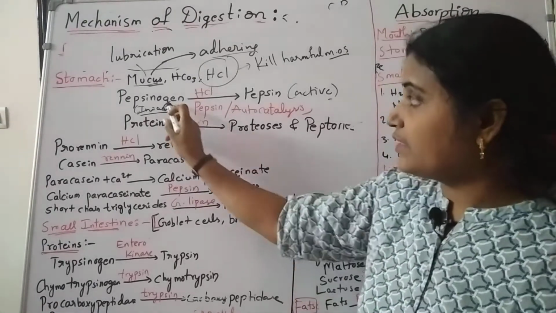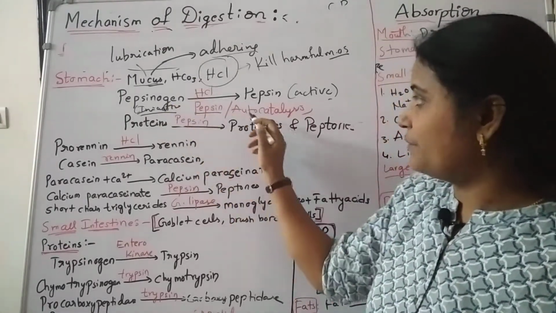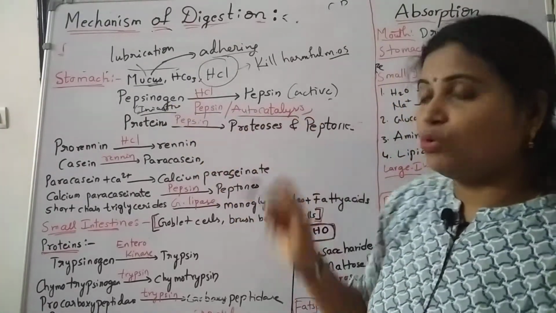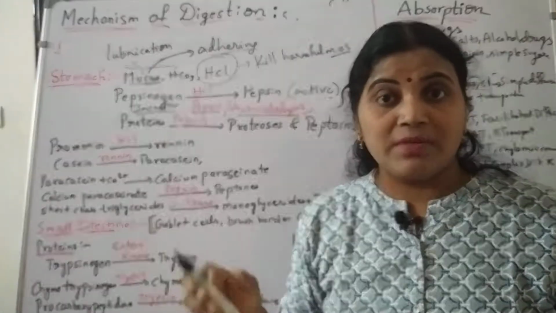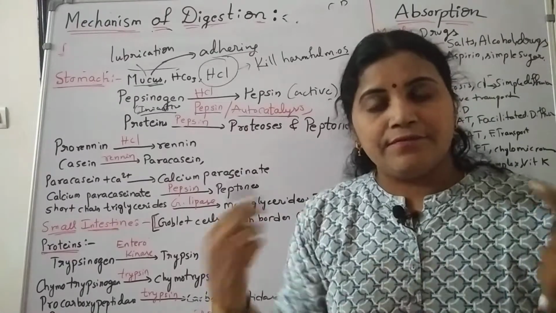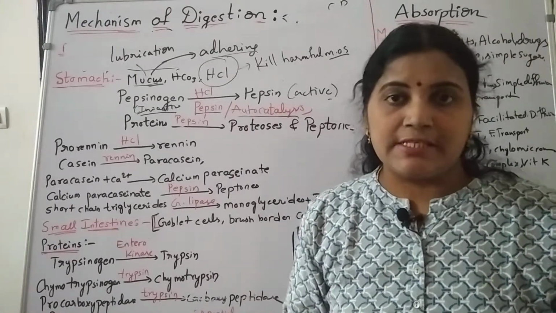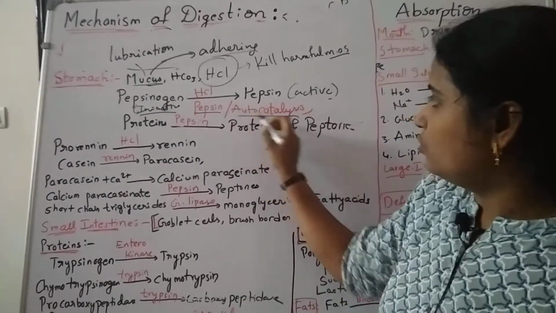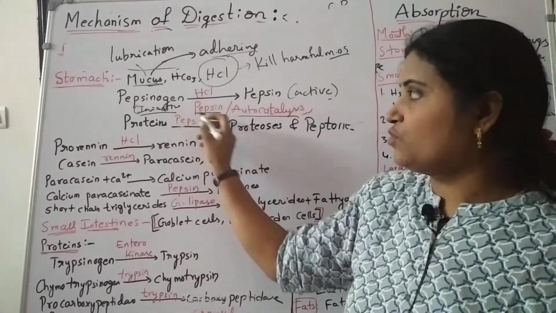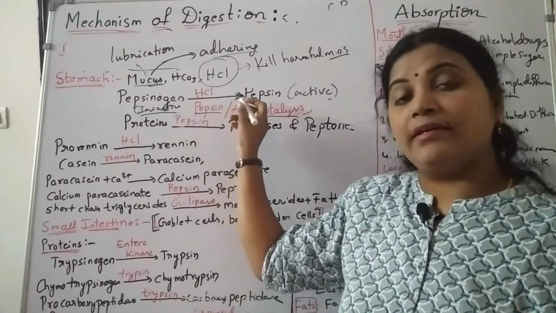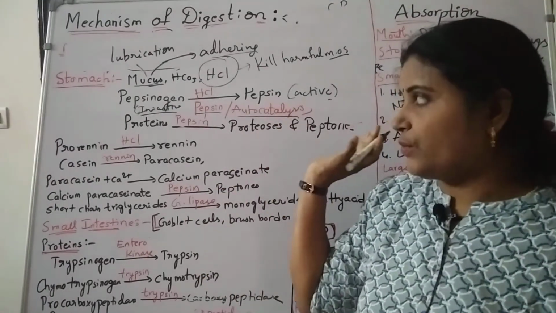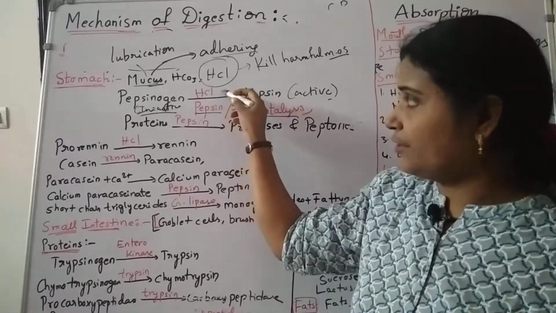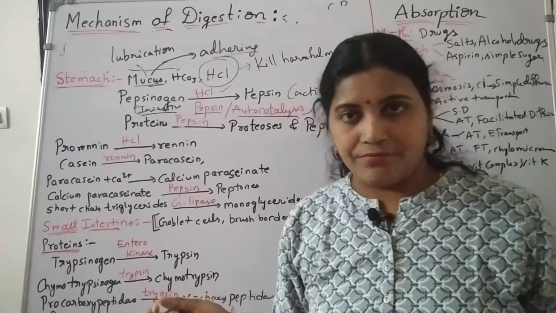That's why if it is activated by the pepsin, that process will be known as autocatalysis. The process name is autocatalysis. Auto means self, it is activating by itself. So autocatalysis means the pepsinogen is activated by the pepsin and converted into active pepsin. This process is known as autocatalysis, and even hydrochloric acid will do the same function.